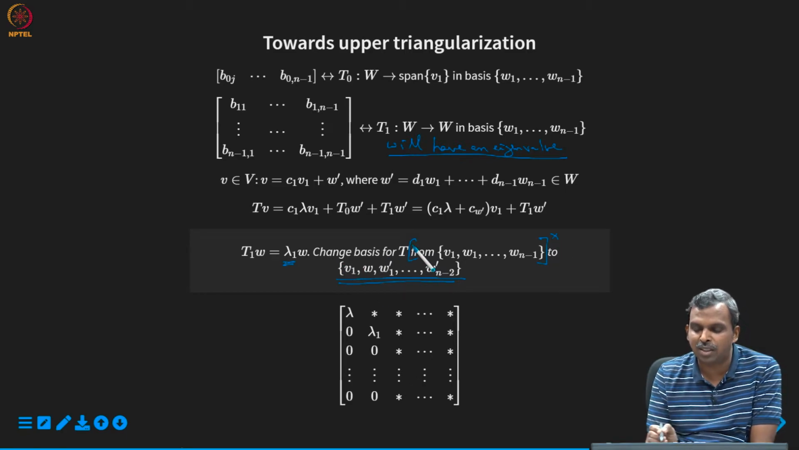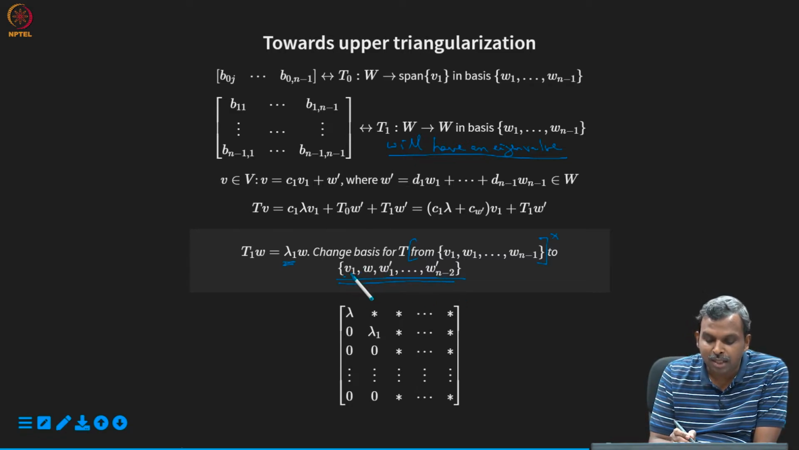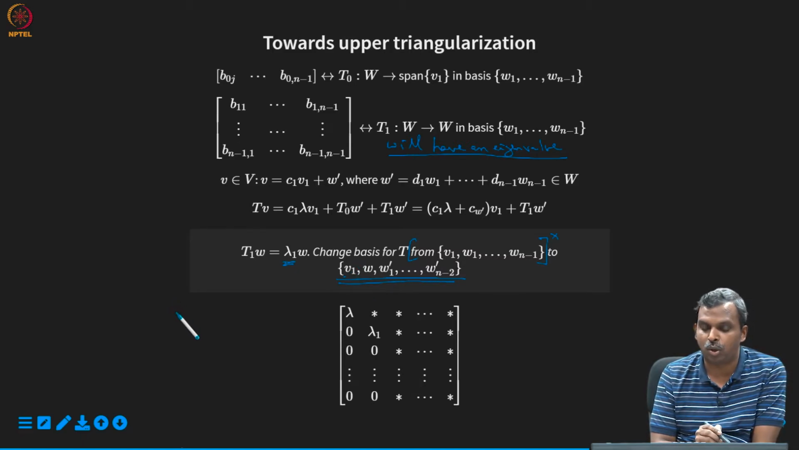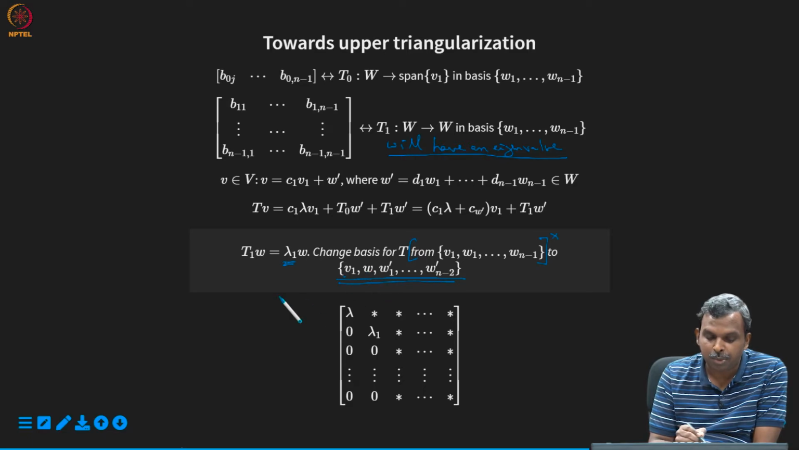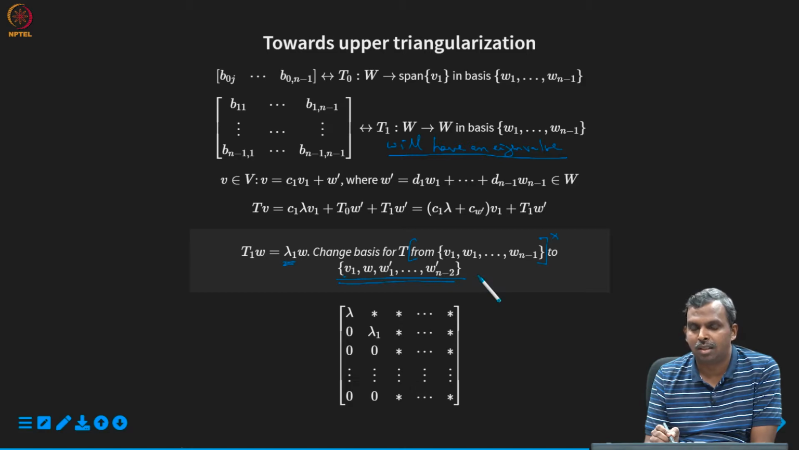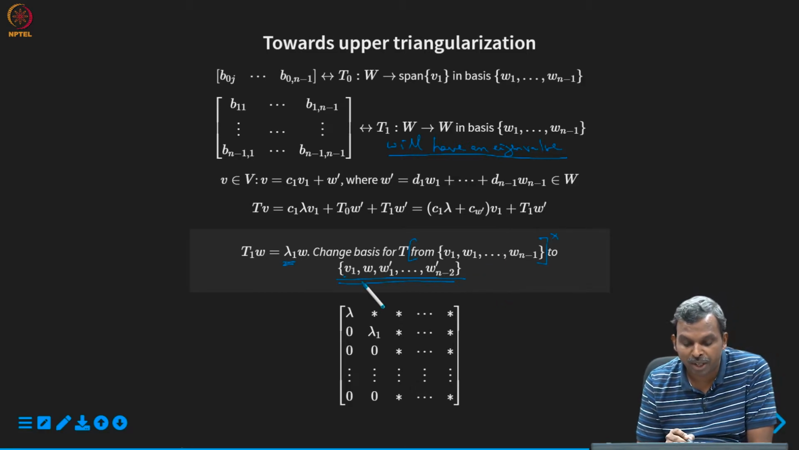You change the basis for T to this guy: V1, W, W1 prime to W prime n minus 2. What are these things? V1 is the eigenvector for T itself, the one eigenvector I found. W is the eigenvector for T1. I found an eigenvalue for T1 and its eigenvector is W. I take V1, I take W, and then I expand to the basis for the whole vector space V. What will happen if I do that?